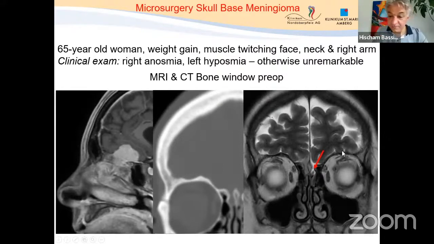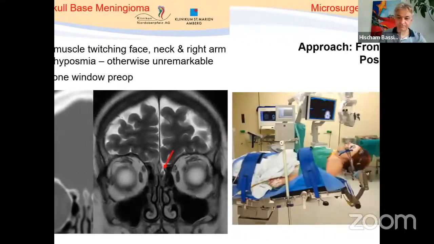So if you want to preserve smelling and tasting, it is important that you keep this nerve intact, which is not possible, by the way, from the endoscopic endonasal approach.